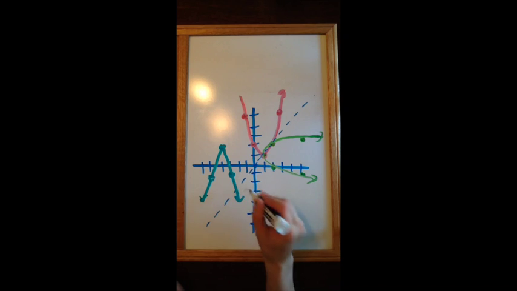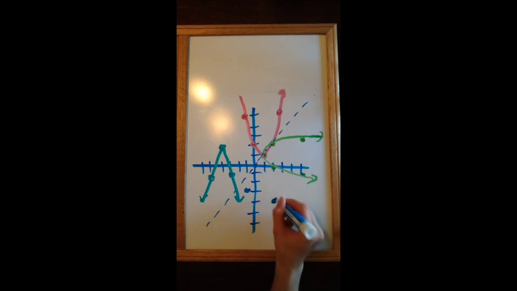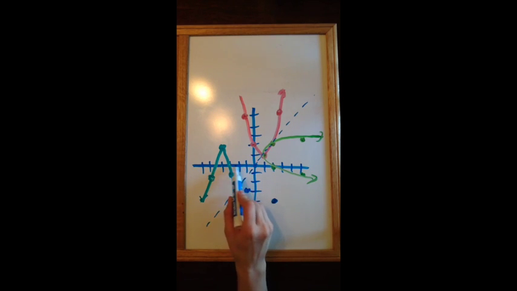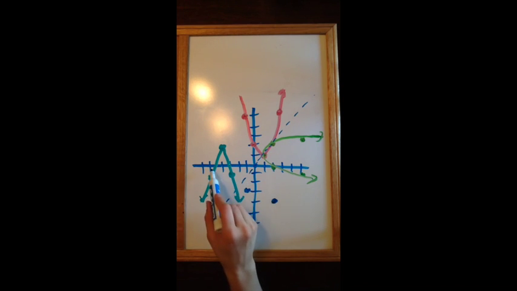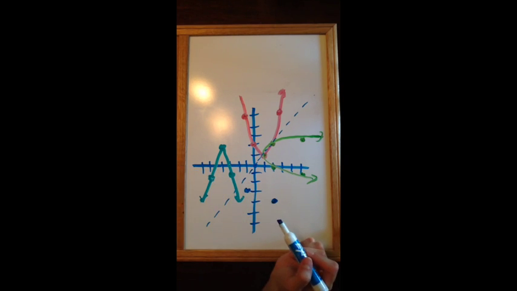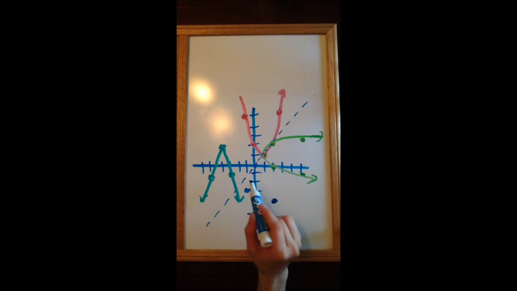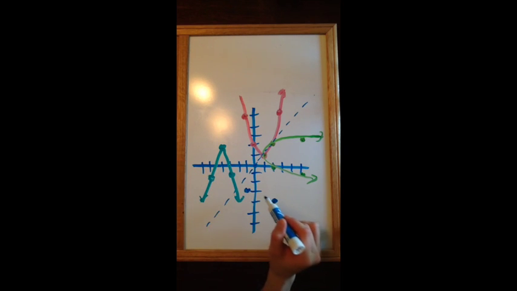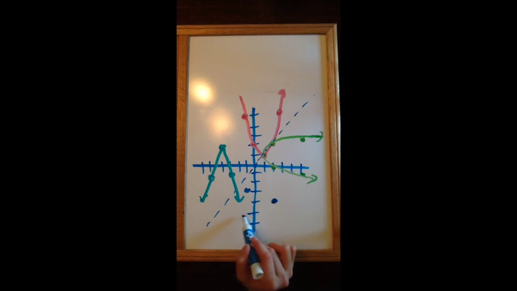This marker is not working well. And then I'm just going to go back to blue. So then this point would be (-5, -2), so I'd go to (-2, -5).